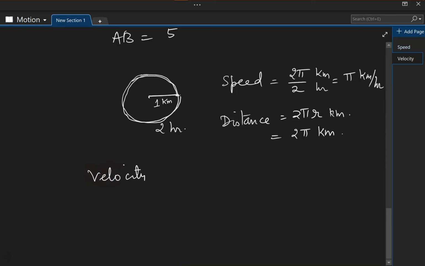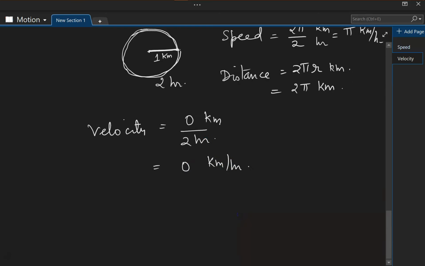Now what about velocity? Now here we started from here and we ended up back here. So what is the displacement? Displacement is 0 kilometer divided by time, that is 2 hours. So which means your velocity is 0 kilometers per hour. So velocity is 0 if you come back to the starting point.